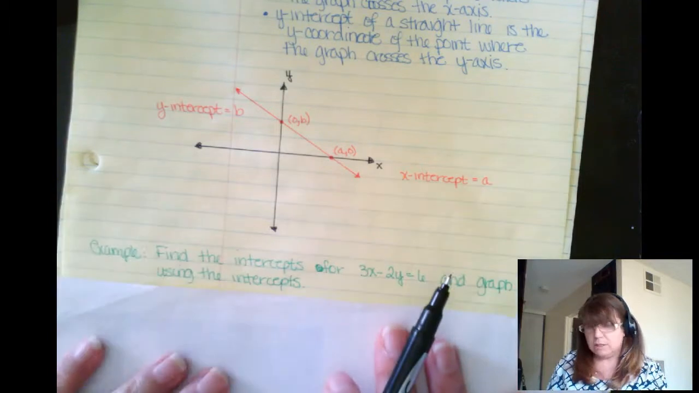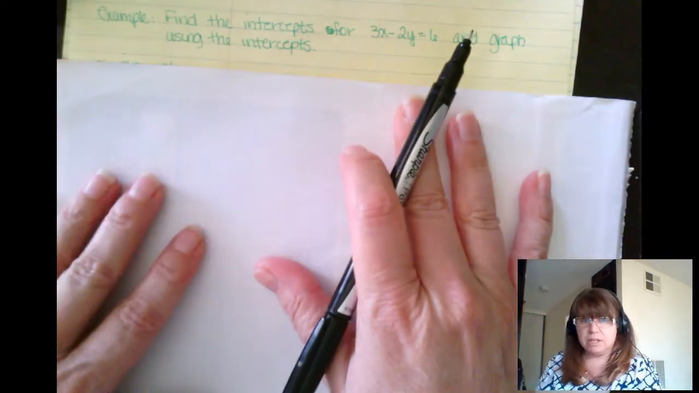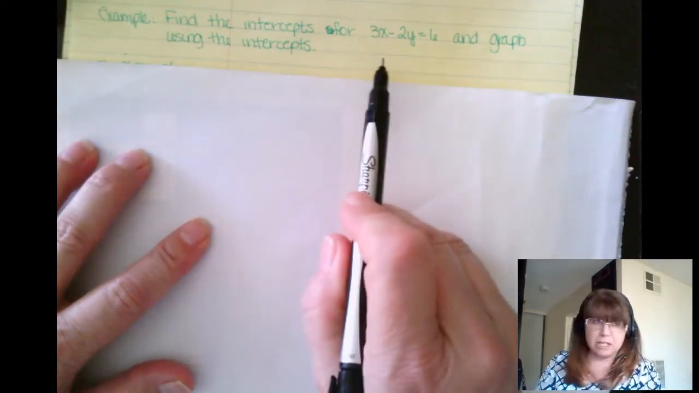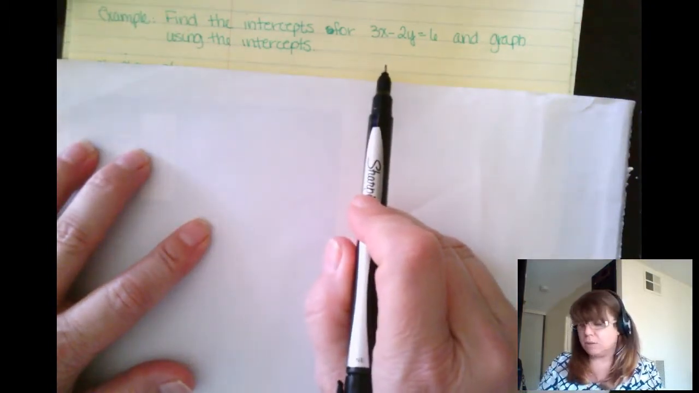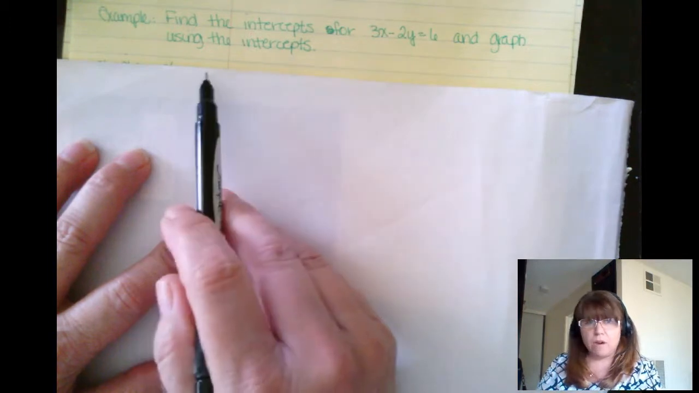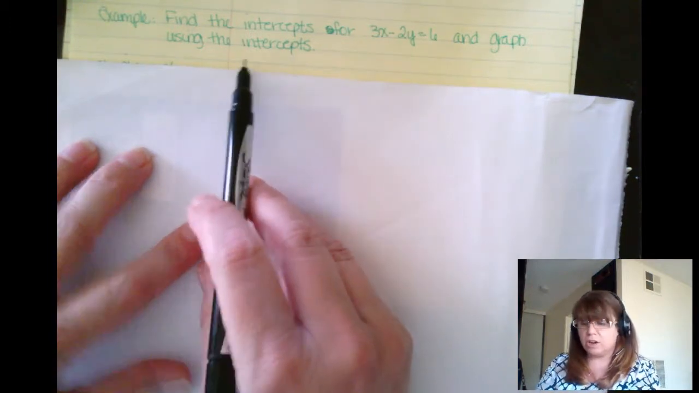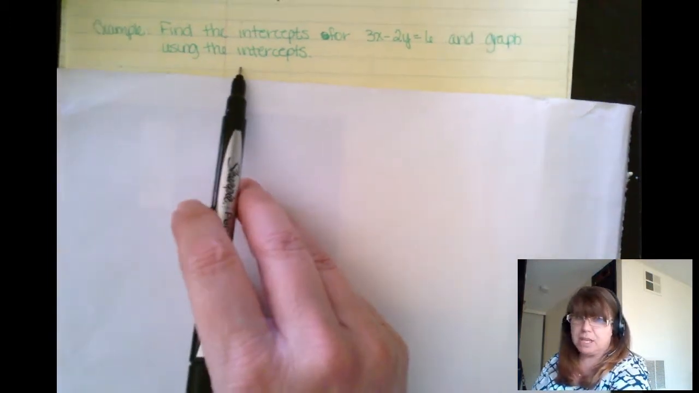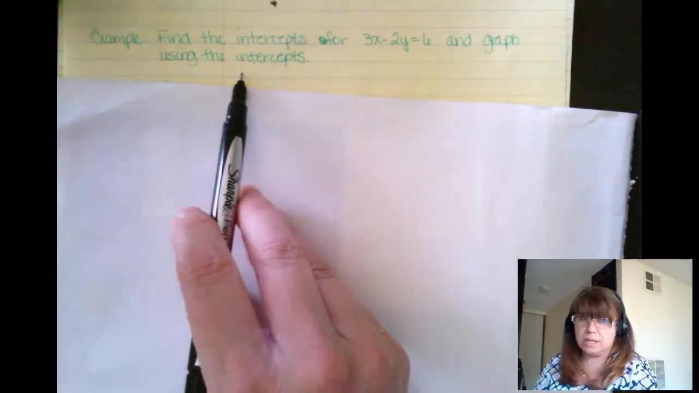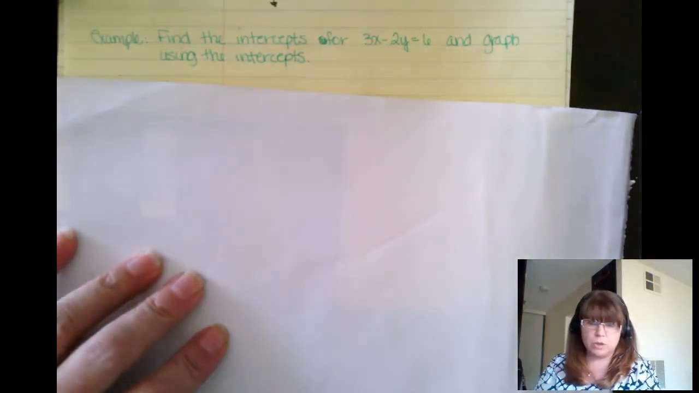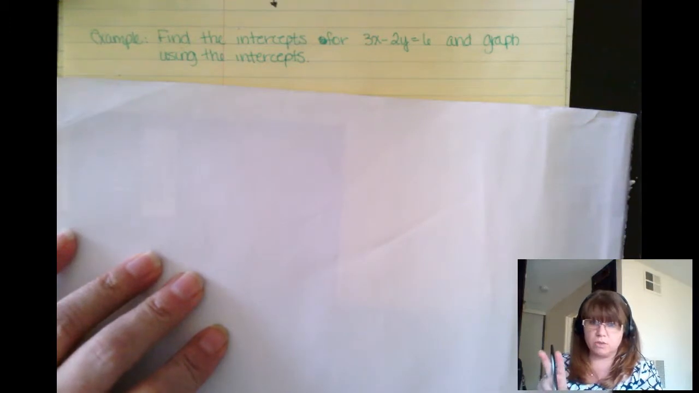Okay, so let's use this information. Given an equation, 3x minus 2y equals 6, let's graph our line just using the intercepts that we come up with. Now, yes, I know I told you 3 points. You should always use 3 points to create a line, but we're just going to use the 2 for now.